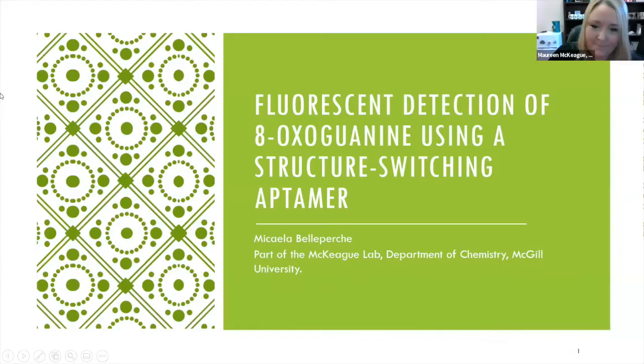I'm back, and being about halfway through my PhD, I'd like to show you the aptamer switch that I've spent the last couple of years working on.